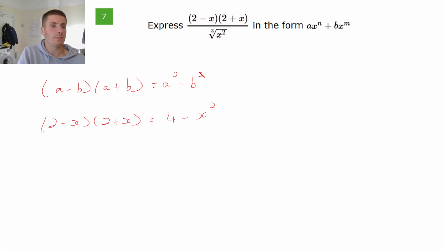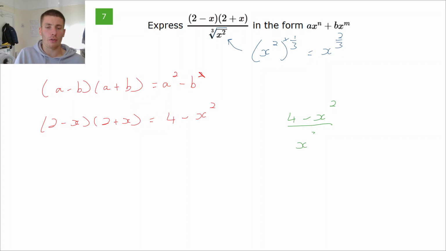Now this part down here, I'm going to write this in terms of indices again as x squared, and then we're cube rooting it, so we're putting it to the power of 1 over 3. That means cube rooting. And then we can use our laws of indices and rewrite this as x to the power 2 times by a third, which is 2 over 3. So overall, we're going to be getting the top part, which we just said was 4 take away x squared, divided by this part, which we said was x to the power of 2 over 3.